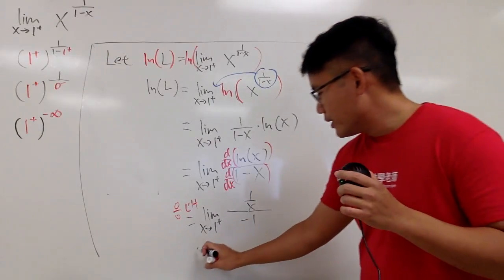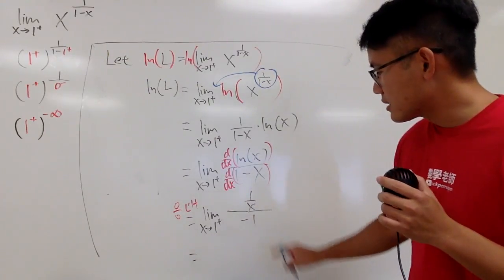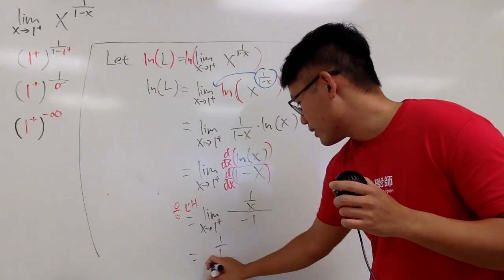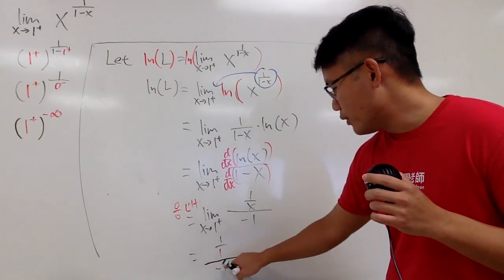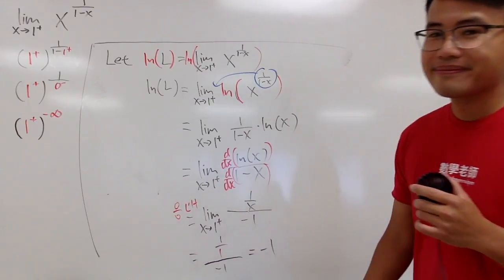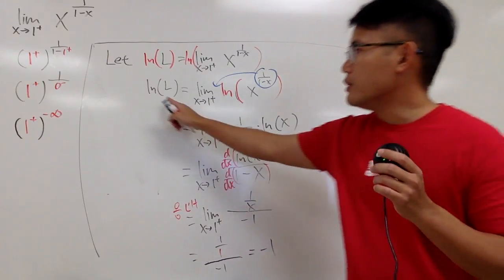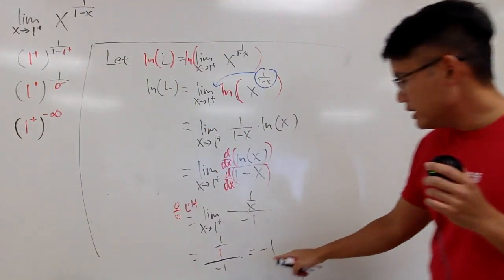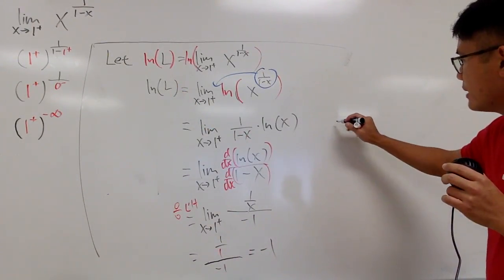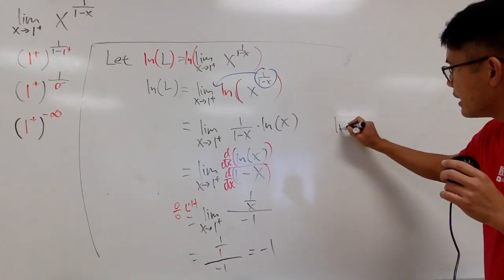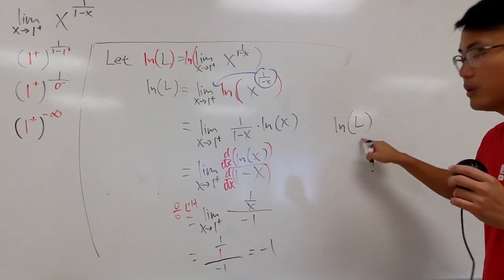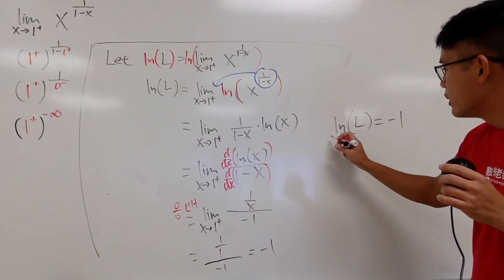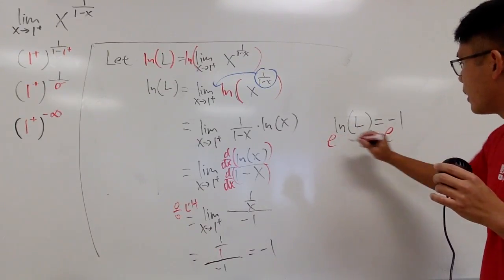And in the end, we can just plug in 1 plus into this x. So we have 1 over, pretty much just 1, and over negative 1. So this is 1 over negative 1, you just get negative 1. However though, you see, right here we're saying ln of the answer is equal to negative 1, right? This is not the answer. We're only saying ln of the limit that we're looking for was equal to negative 1. And to get rid of the ln, we do e to this power and e to that power.